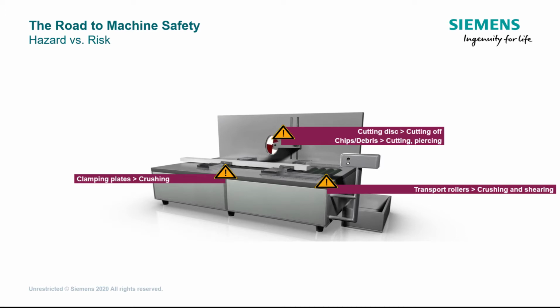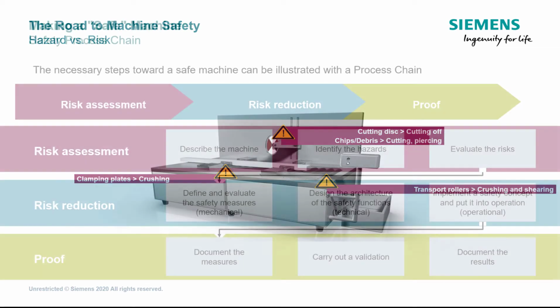It's important to understand that each of the risks on this machine have to be assessed separately. Being cut by the spinning blade, for instance, presents a different risk than being pinched by the clamps at the feed end of the machine.